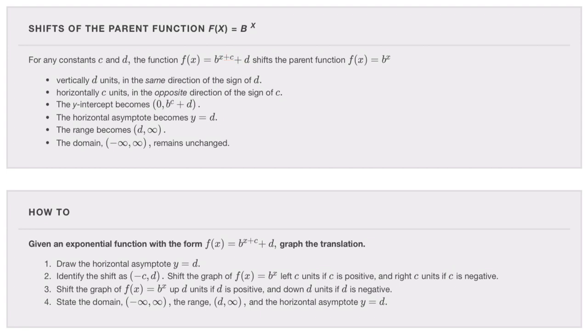When we add a positive on the inside, it moves our graph to the left that many units. If we subtract a positive on the inside, it moves it to the right. If we add a positive on the outside, it moves it up. If we subtract a positive outside our function, it moves it down. All right. So vertically, let me see. These shift the parent function vertically d units in the same direction of the sign of d, right? So again, because we're adding this outside the exponential, it's going to shift our function vertically d units in the same direction as the sign of d.